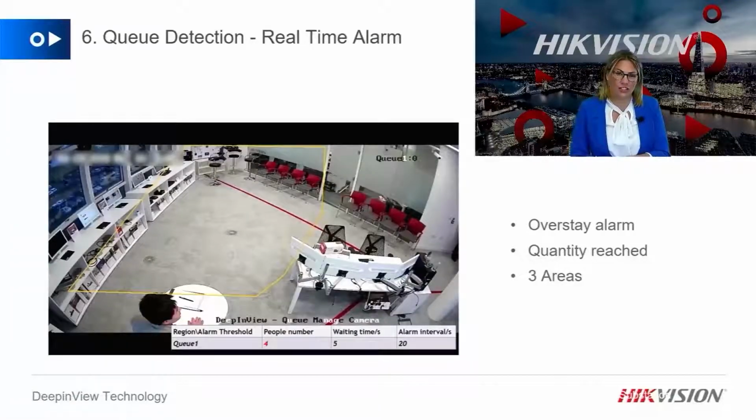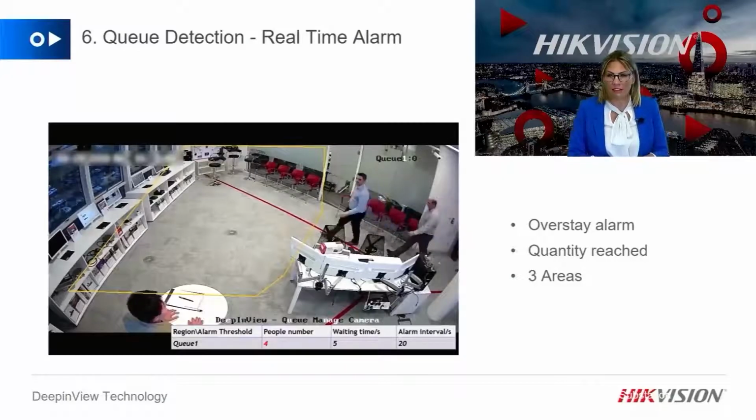Queue detection. Now I see this working quite well in hospitality, so hotels, bars, anywhere that you might have a queue. You can actually set 3 zones within the camera view, and each zone can independently give you an alarm on a certain number of people entering that zone and potentially staying in that zone for a certain amount of time. So we're going to show you the video now.